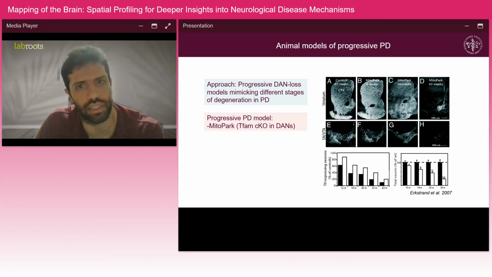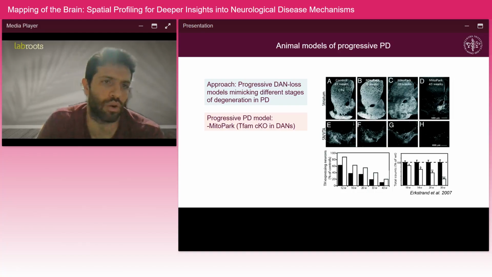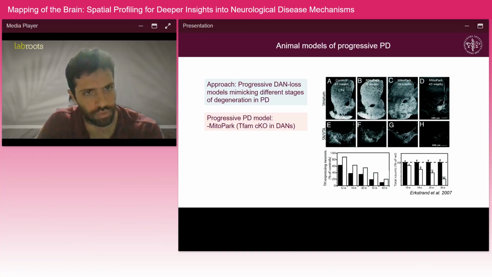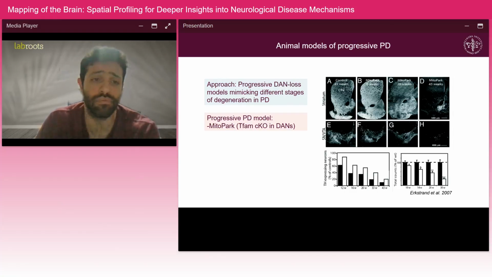This is based on the deletion of a transcription factor that is nuclear encoded but goes to mitochondria, so it transcribes mitochondrial DNA. Creating a conditional knockout of this transcription factor in dopamine neurons creates dopamine neurons that don't have healthy mitochondria, and they degenerate. And interestingly, this model displays progressive dopamine neuron cell loss.